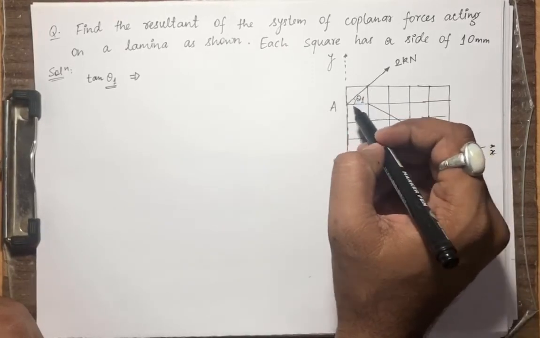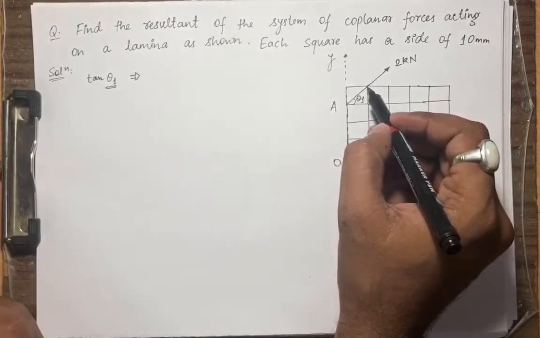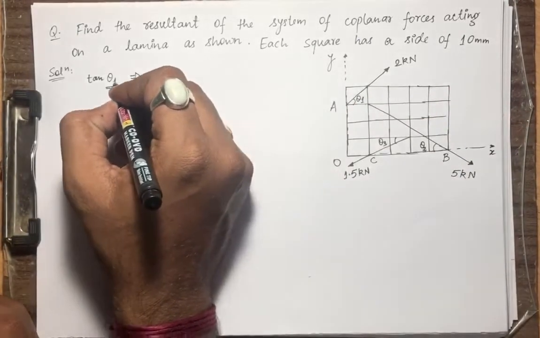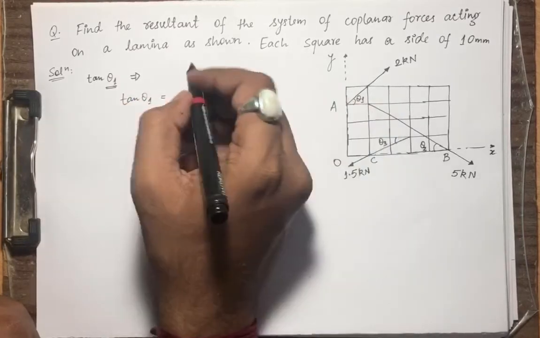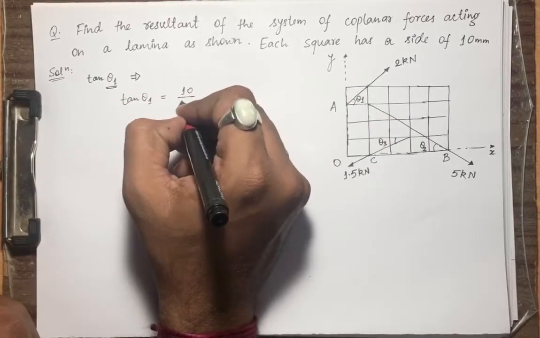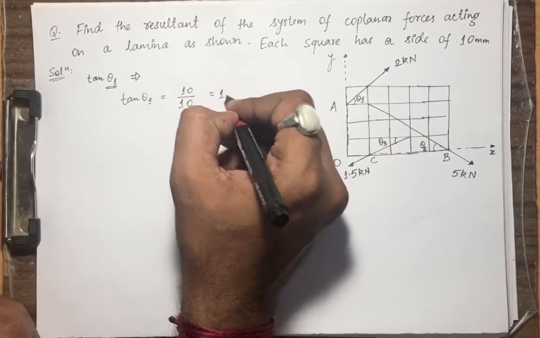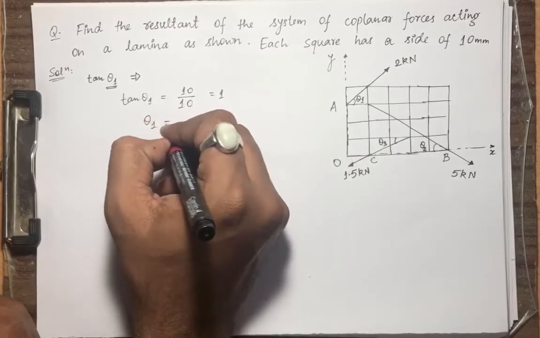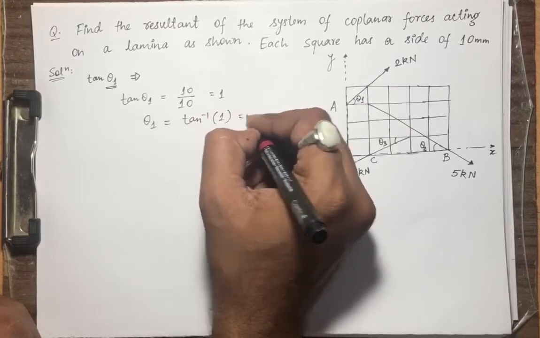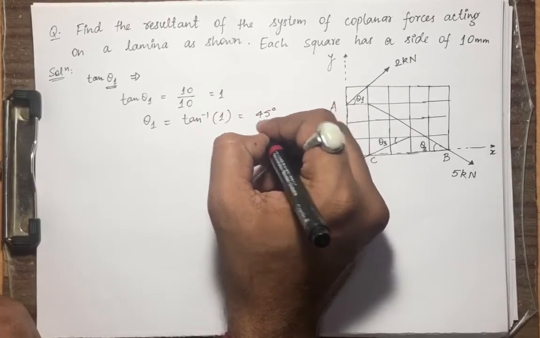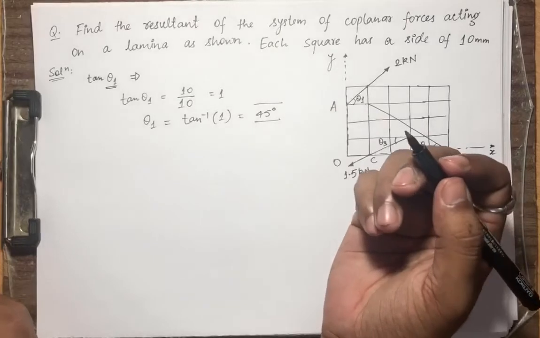This is a square having side 10 mm. So tan theta 1 is 10 divided by 10, which is 1. So theta 1 is tan inverse 1, or 45 degrees.